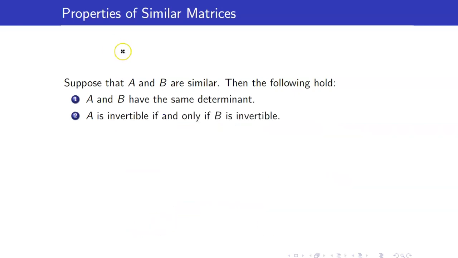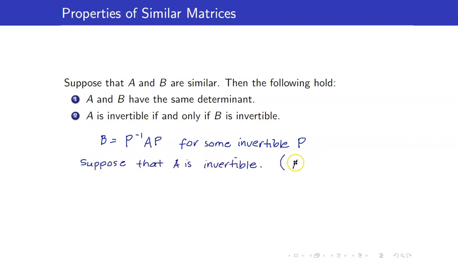Another property is that if one of them is already known to be invertible, then any matrix similar to it will also be invertible. Again, we have B is equal to P inverse AP. I will just prove one direction. Suppose that A is invertible. If A is invertible, that means that A inverse exists. Then this means that we can get the inverse of B by getting the inverse of P inverse AP.